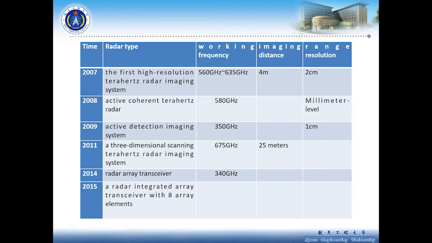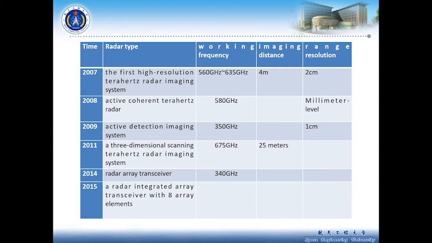In 2008, the radar type is an active terahertz radar. The working frequency is 580 GHz, and the range resolution can be at the millimeter level. In 2009, the radar type is an active detection imaging system. The working frequency is 350 GHz, and its range resolution can be 1 cm.